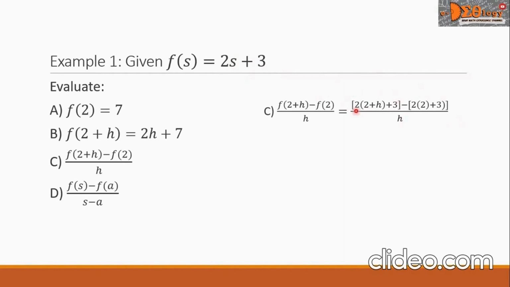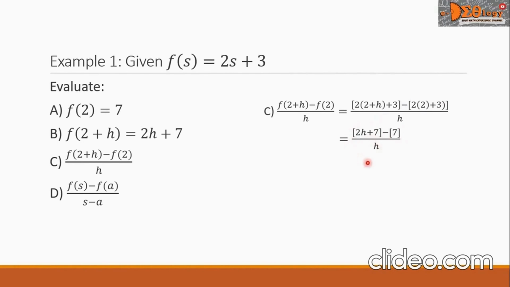Actually, we solved this already, and this is the answer, letter B. And for the second function, we have the answer already in problem A. We can simply substitute the values of A and B respectively. So we have now the group 2h plus 7 minus the 7, all over h.